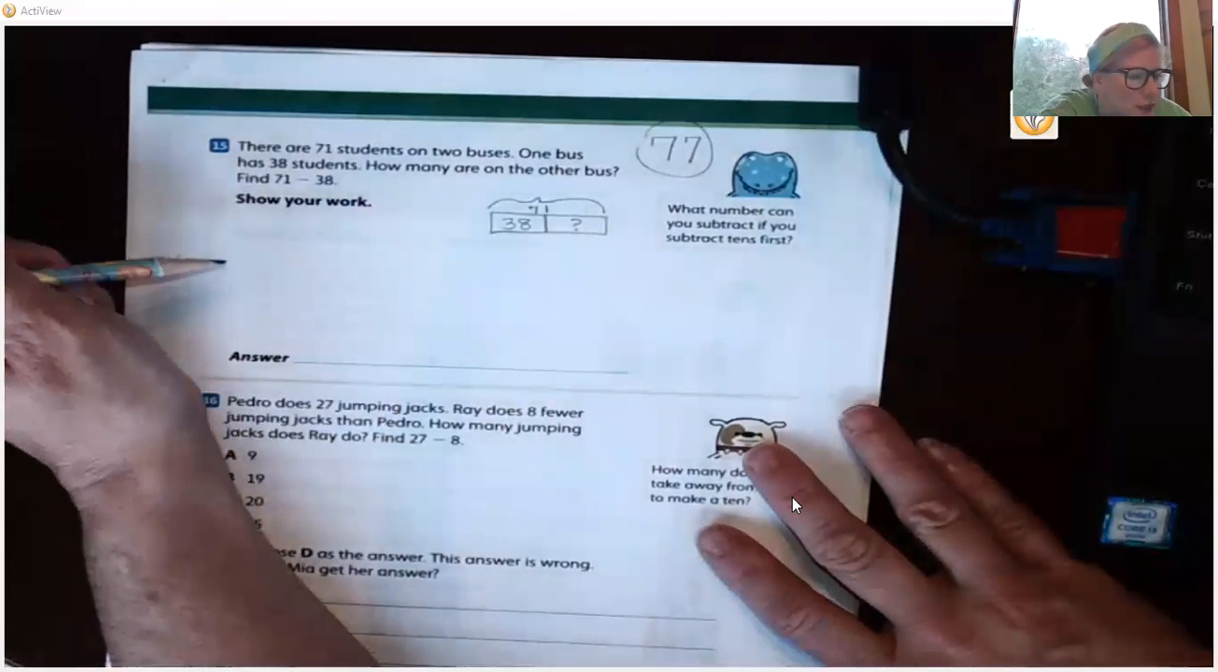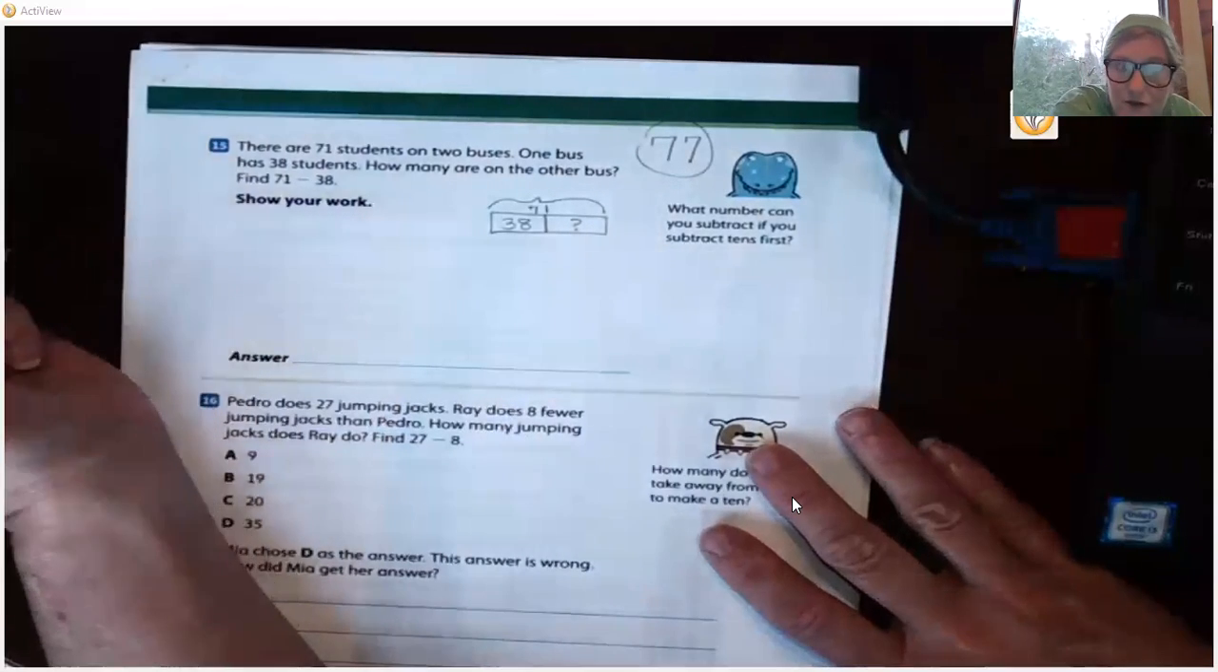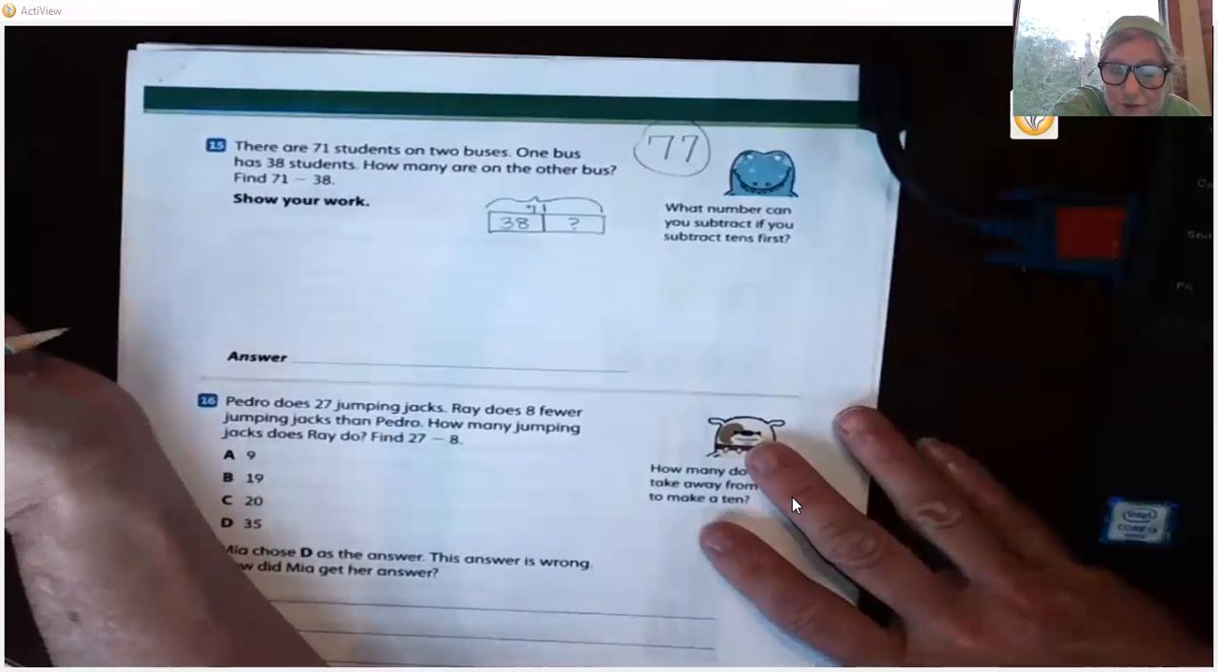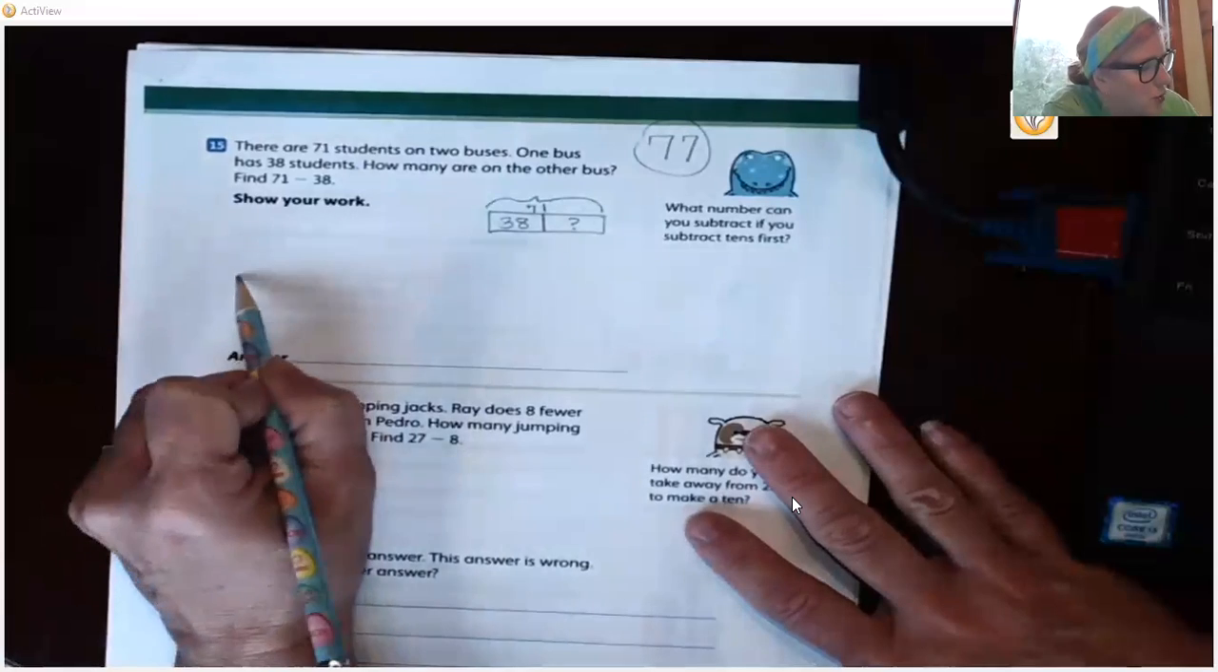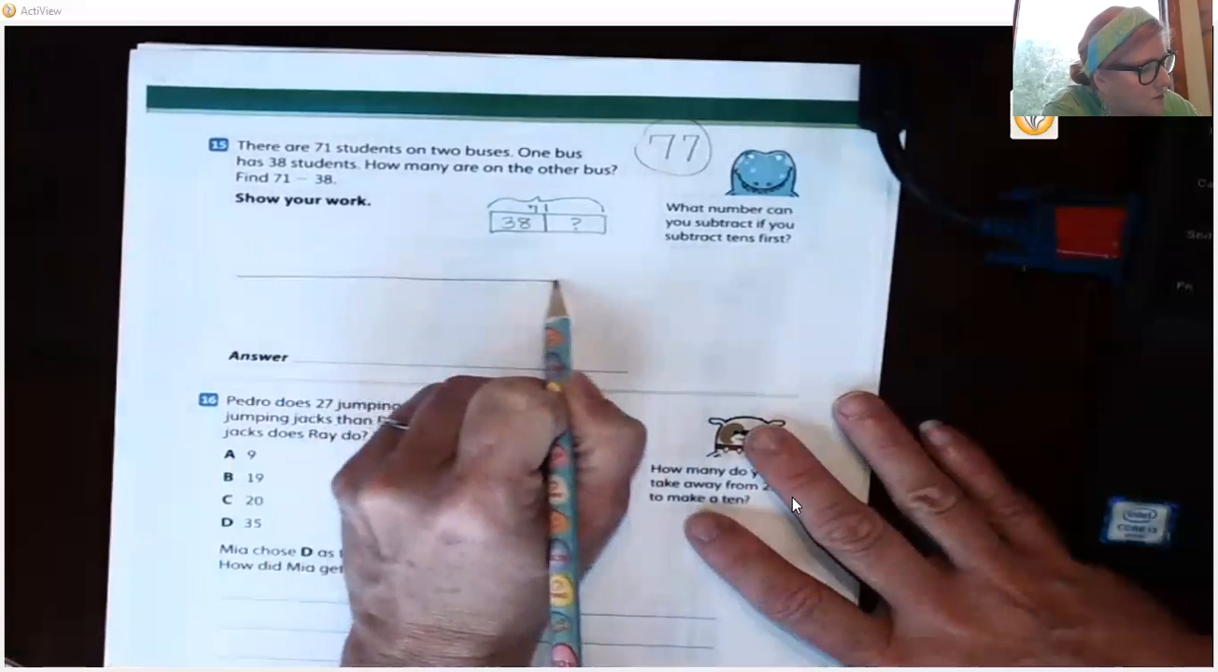Okay, so show your work. You are going to use a number line and figure out what you want to do. All right, so pause the video and go ahead and do that. Okay, and we're back. So I'm going to show both number lines.